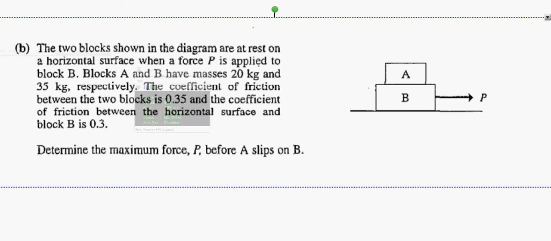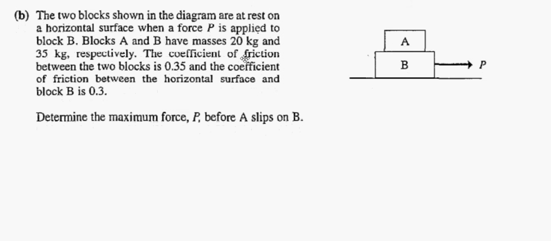Okay, the two blocks shown on the diagram are resting on a horizontal surface when a force P is applied to block B. Blocks A and B have masses 20 and 35 respectively. Find the coefficient of friction between the horizontal surface. The coefficient of friction between the two blocks is 0.35, while the coefficient between the horizontal surface and block B is 0.3. Okay, no bother.